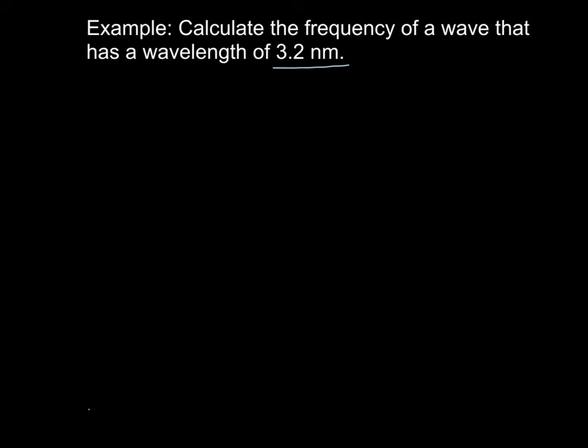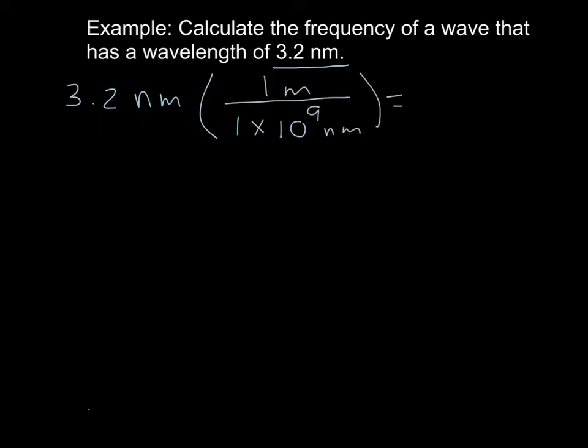When we use dimensional analysis, recall we always write our given value first, along with the unit, nanometers. We want to get rid of nanometers, and if you recall, we get 1 billion, or 1 times 10 to the 9th, nanometers for every 1 meter. When we calculate this, we get 3.2 times 10 to the negative 9th meters. Now we have a wavelength in a unit that we can use.